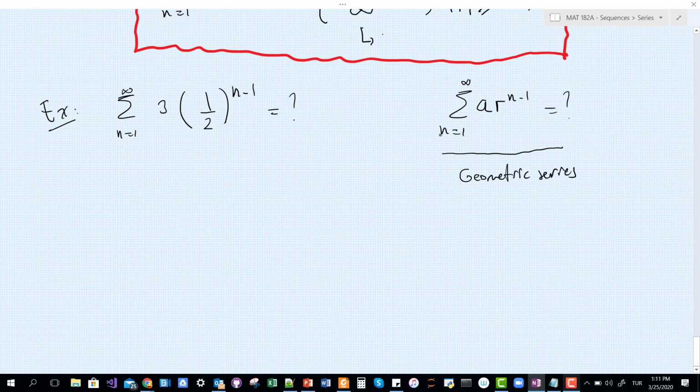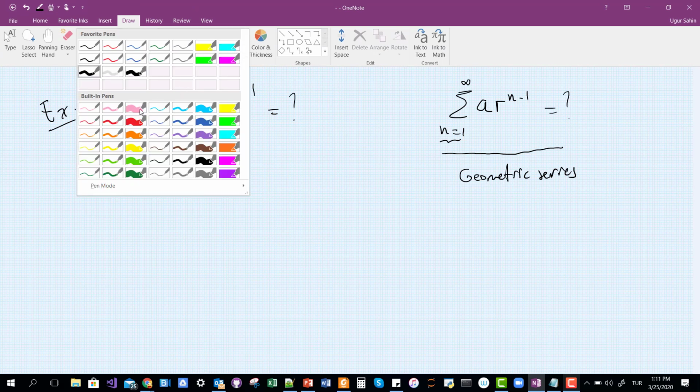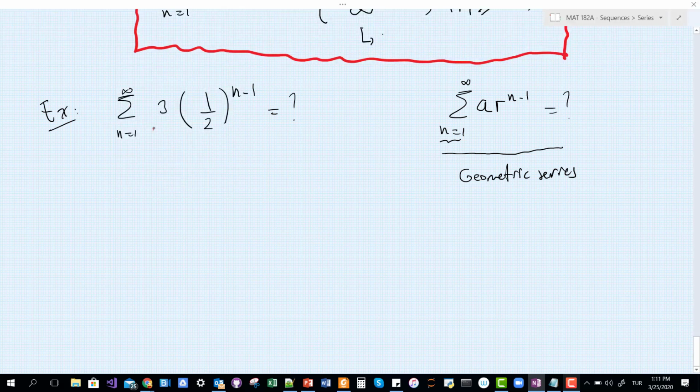What do I mean by that? n should start at 1, and then I should have n minus 1 on the top of R. If you don't have this, you cannot use the formula I put in the red box. But if you have exactly this form, you are free to use the formula I put in the red box. Look at that. Do I have the same form in my example? Yes. Why? Look at that. What is my A? You need to determine what your A is and then what your R is. This is my A, as in the original form. And then do I have my R?